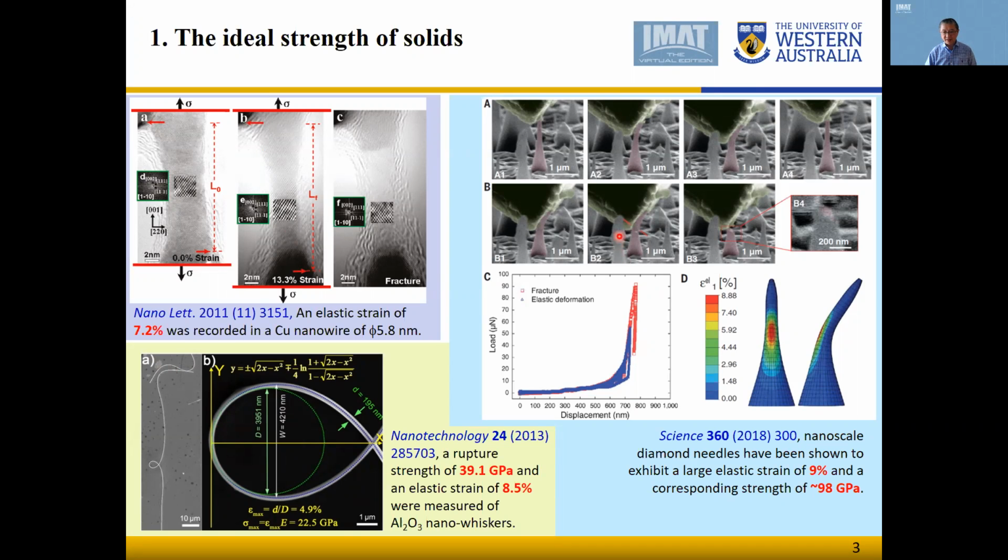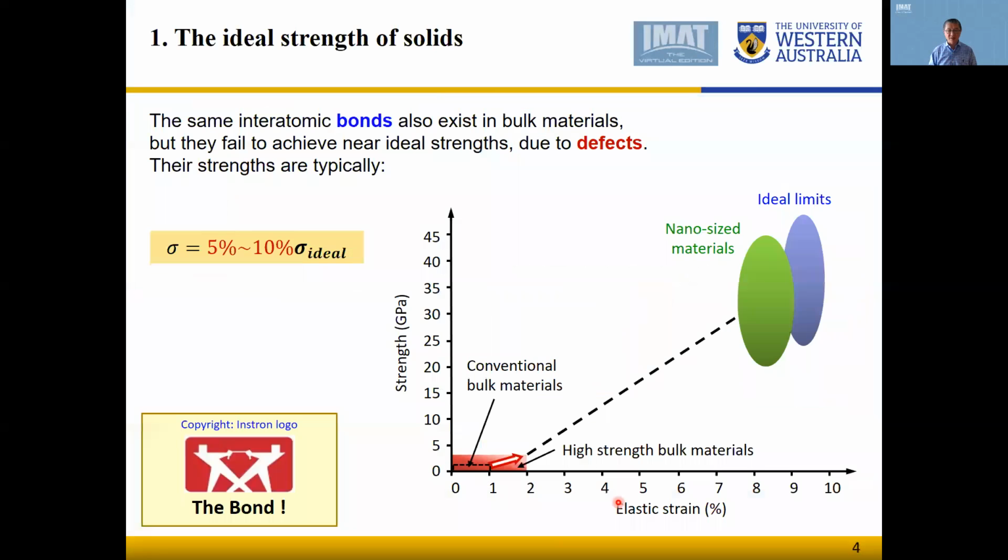This one shows diamond nanopillars. They are measured by breaking this way, measured in bending to have a strength of 98 gigapascal and elastic strain of 9%. So these values are tremendous, much more than what we can expect in bulk materials.